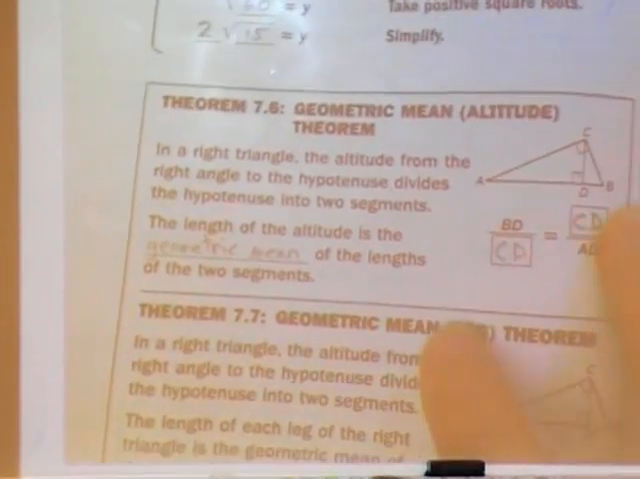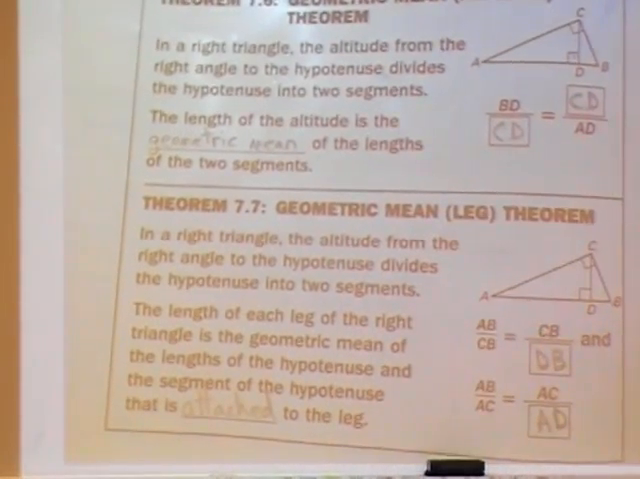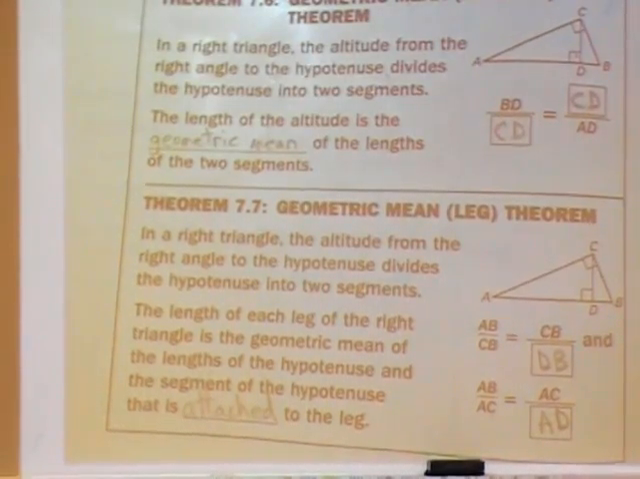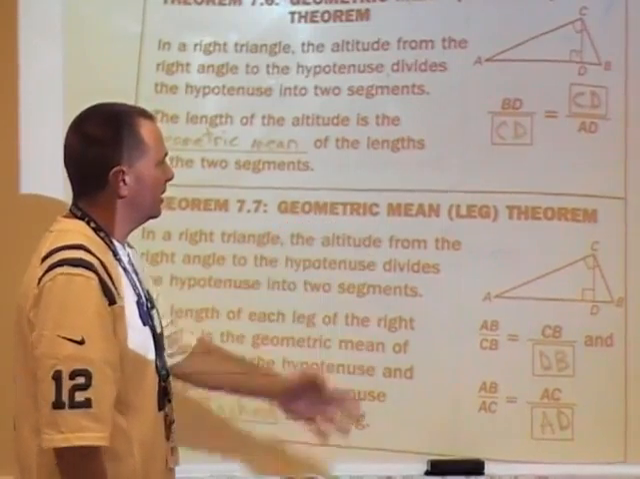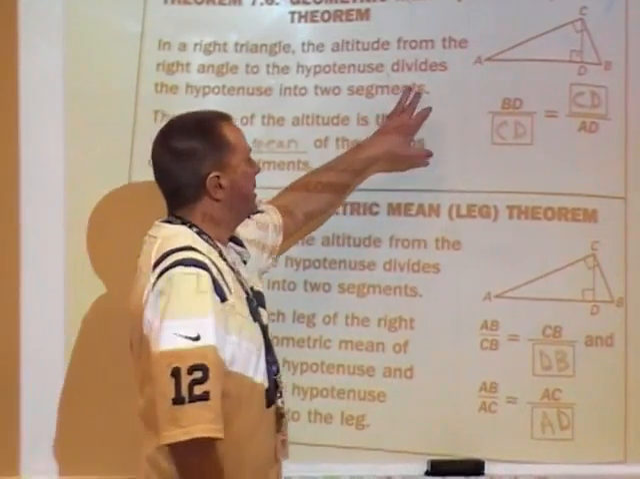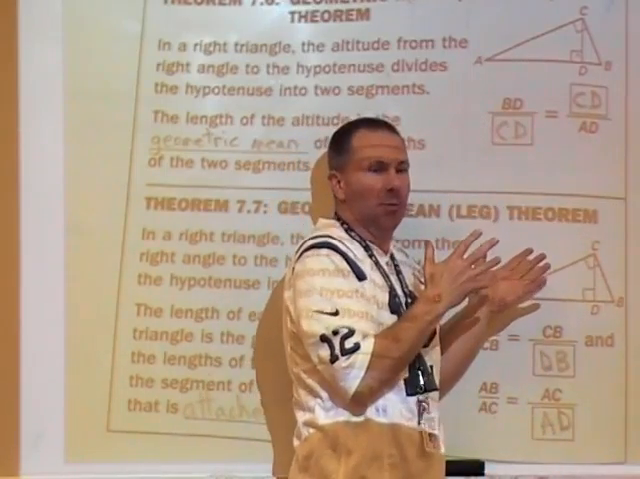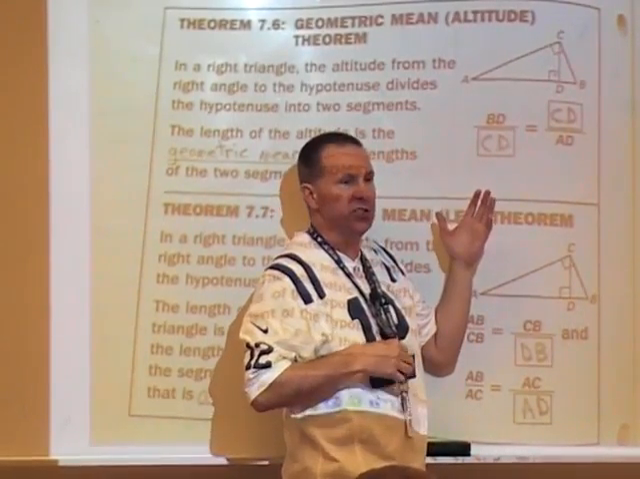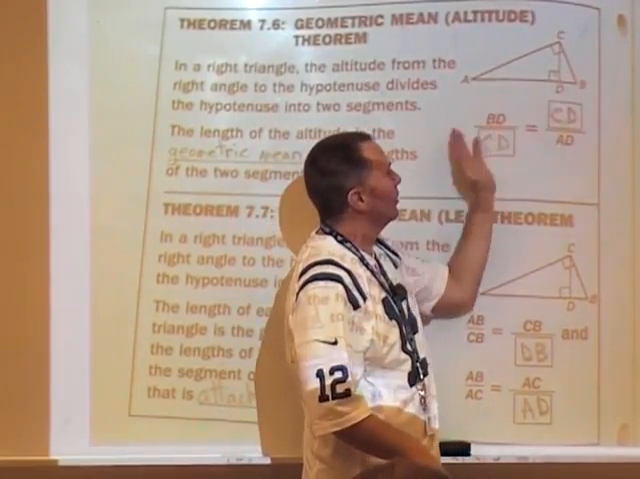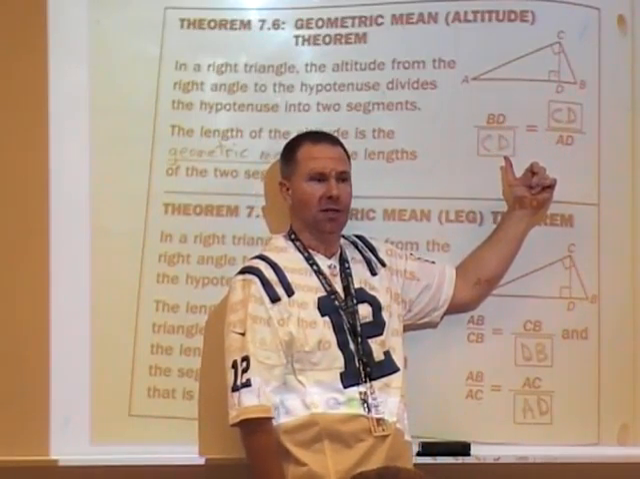Let's talk about geometric mean. There are two theorems, one with the altitude, and then the leg theorem at the bottom. The altitude theorem: you drop the altitude down, and you can set up the proportion for the things you need, and it becomes the geometric mean. They didn't draw the three triangles, but if they did, you could see where the geometric mean comes into play.